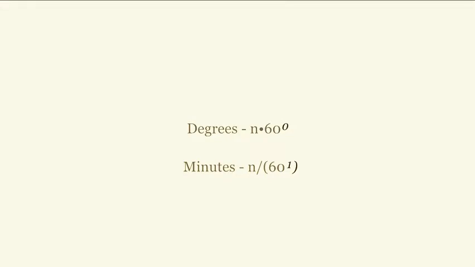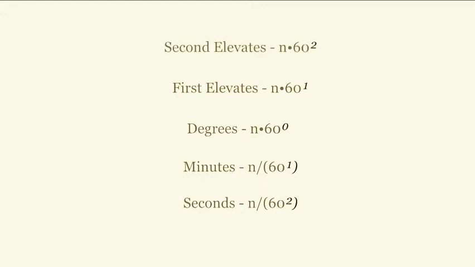Increasing from the units are the first elevates, second elevates, etc. First elevates is equal to n times 60 to the power of 1, while second elevates is equal to n times 60 to the power of 2. Thus, the conversion chart for decimal to sexagesimal looks something like this.